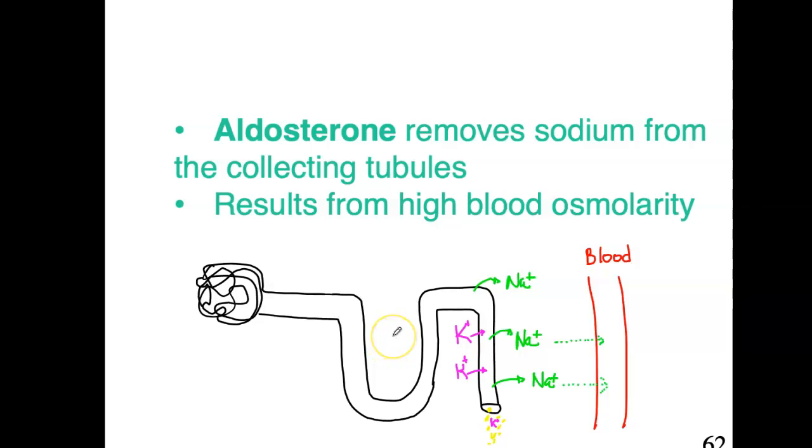So what's happening? It removes sodium from the collecting tubule, so here we are. It's going to extrude, move this sodium out. And it actually also brings some potassium in. It lets some excrete out. So we're talking always in this area of the collecting duct.